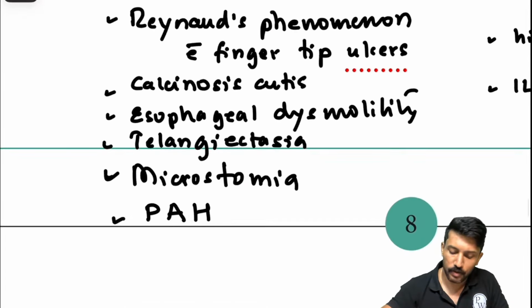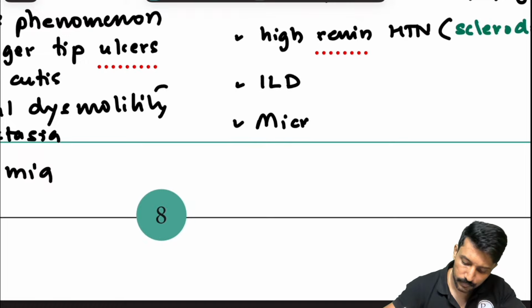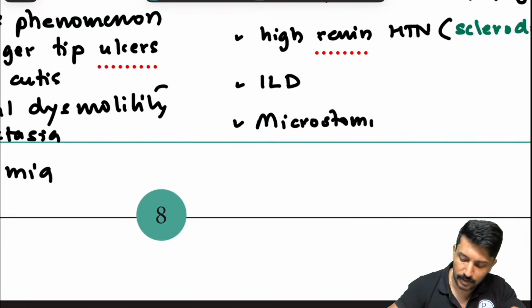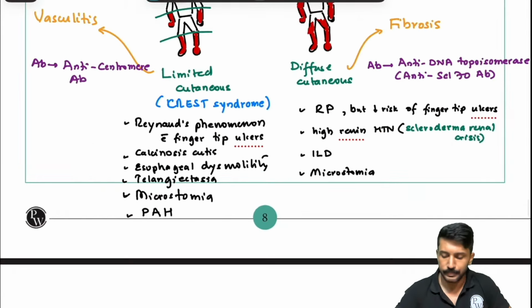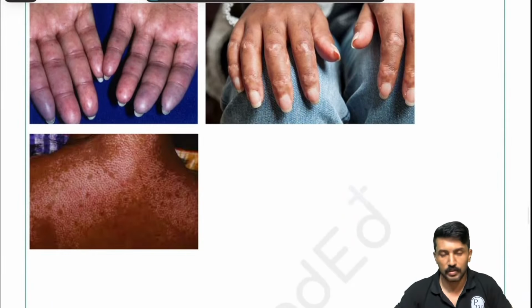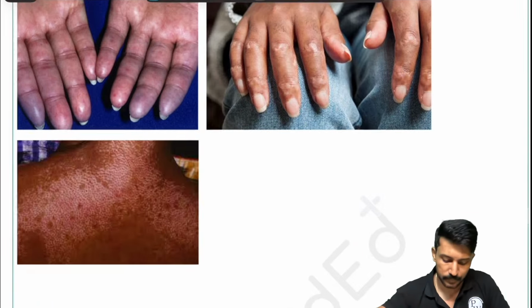He is prone to develop fingertip ulcers. He is prone to develop calcinosis cutis, esophageal dysmotility, telangiectasia, microstomia, pulmonary arterial hypertension. Microstomia happens in both cases, but others are specific, right? Clear? Some image-based questions are also possible, so I have put them up.